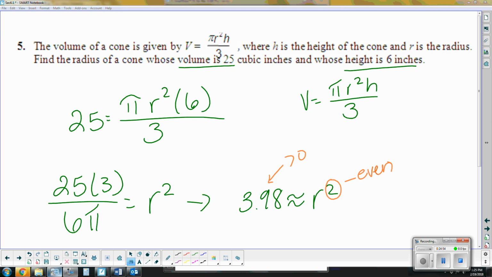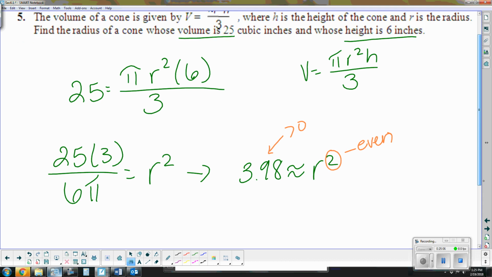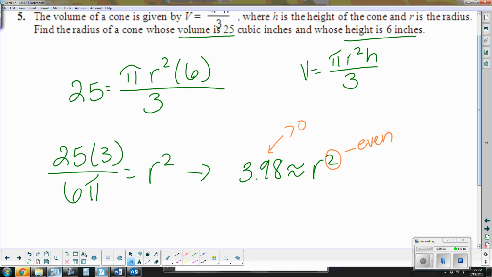However, keep in mind in the context of this problem, we're looking for radius, which is a measurement. So our measurement cannot be a negative number. Anytime you measure something, it has to be a positive distance. Therefore, we are only going to have one possible solution. So if we take the square root of both sides, 3.98 is approximately 4, so the square root of 4 is 2 now. So our r to solve the problem could be positive or negative 2. However, again, we cannot have a negative radius because radius measures distance.